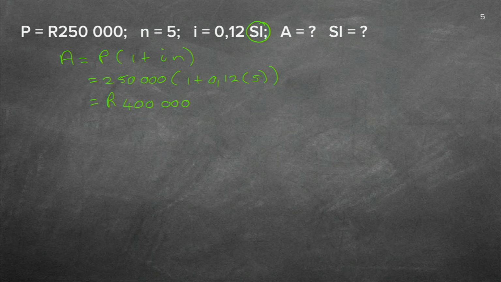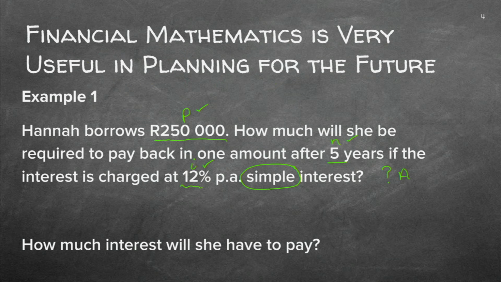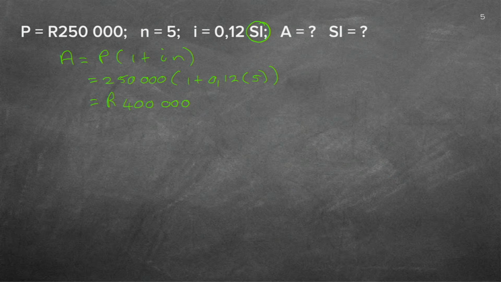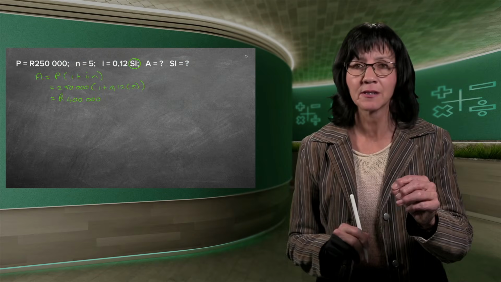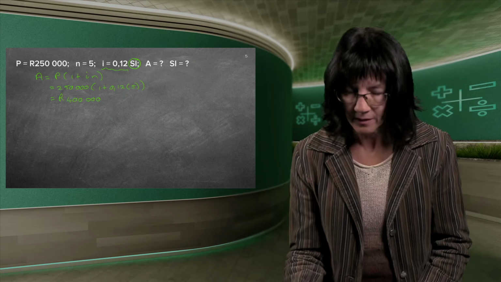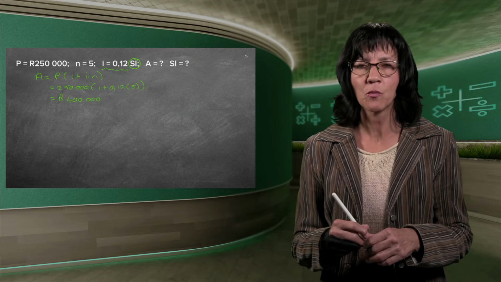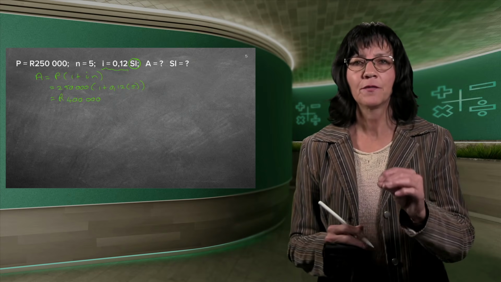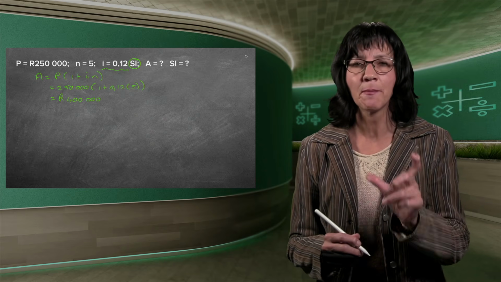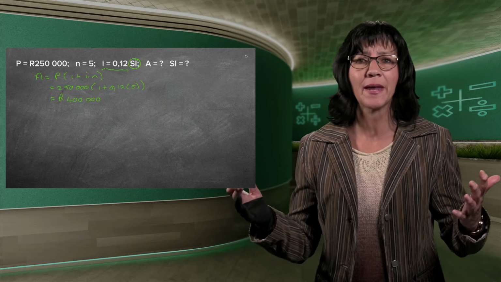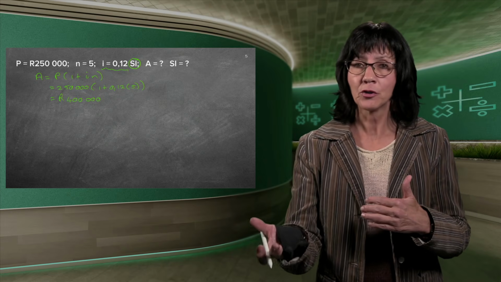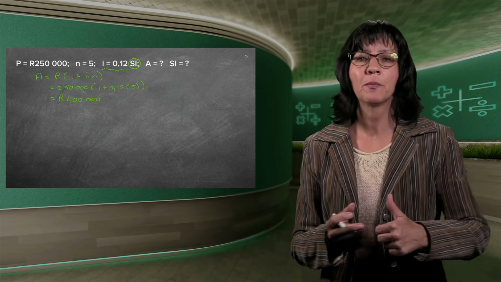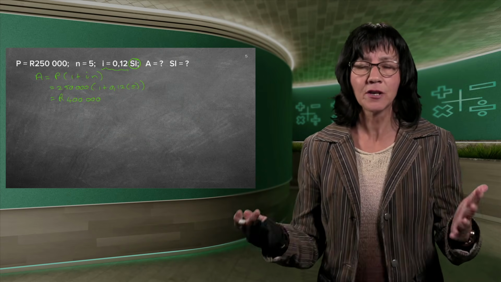So that is the amount. What did they ask? How much will she be required to pay back in this 5-year period? So what will she have to pay back? 400,000. And then they ask you, what is the simple interest? Remember, they're not asking you the rate. There is the rate, 12% or 0.12. That is the interest rate. If they just ask the simple interest, they want an amount from you. They want to know, what did you now pay extra? If you borrowed 250,000, but now you have to pay back 400,000. So what is the extra amount?